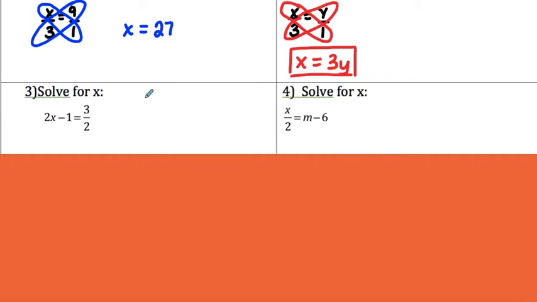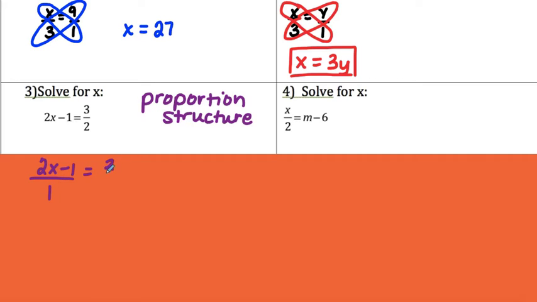So first, I'm going to put it into proportion structure, which means I'm going to write one side of the equation over 1. In this case, it's going to be the left side, so I'm going to do 2x minus 1 over 1 equals 3 over 2. Then I'm going to clear fractions by multiplying by the lowest common denominator, or I'm going to cross multiply.